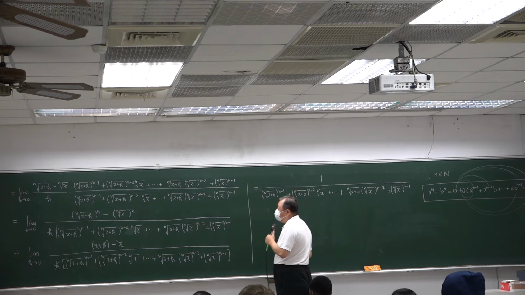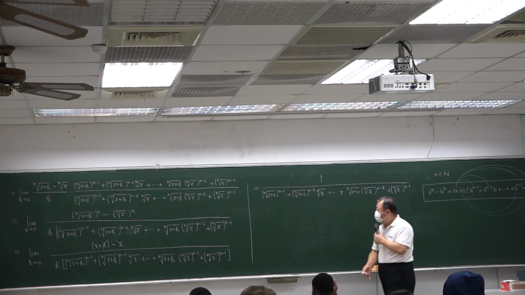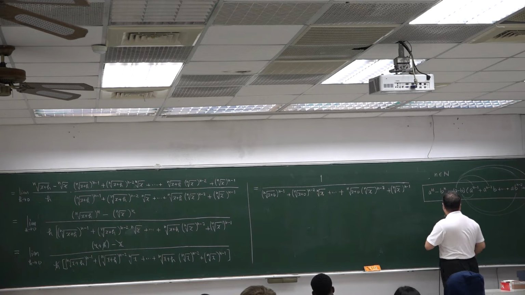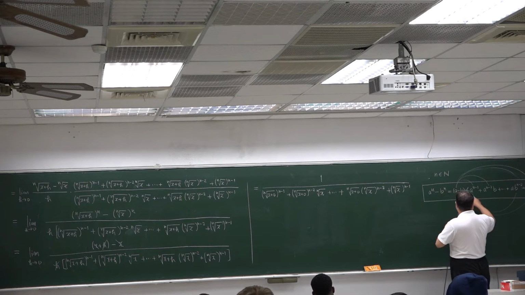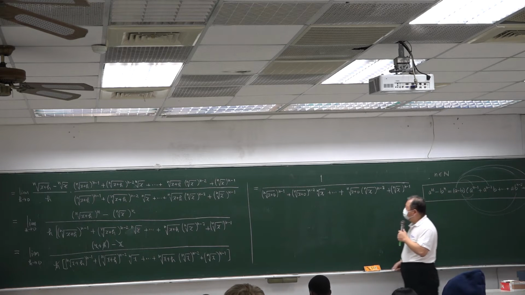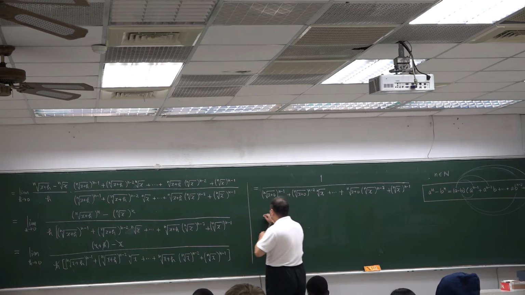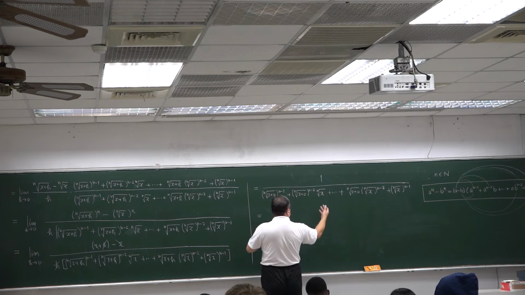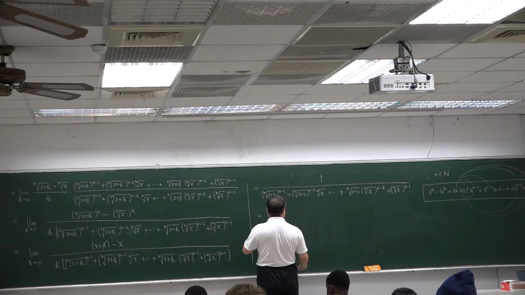So by the continuity of the root function. Okay, here, if n is greater than 1, there are exactly n terms here. n minus 1, the first term, the second term, nth term. So there are n terms of the same number.